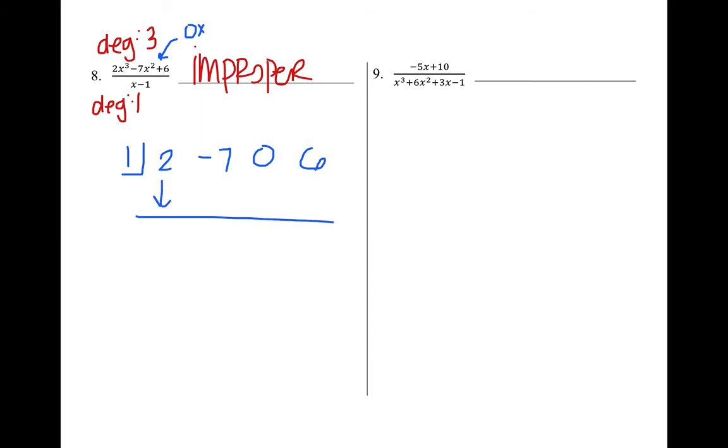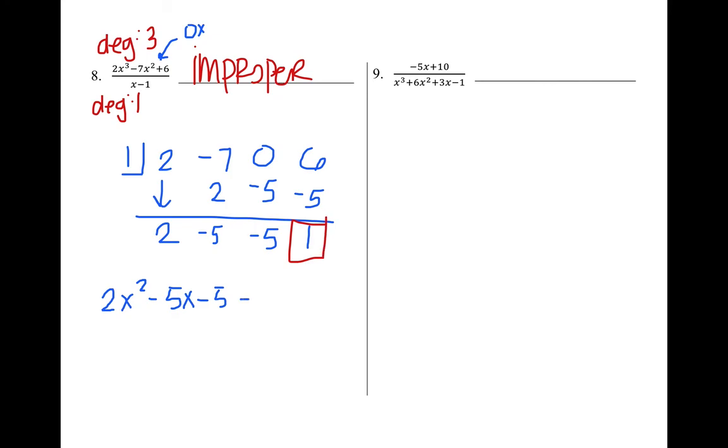Bring down the 2. 1 times 2 is 2. Negative 7 plus 2 is negative 5. 1 times negative 5 is negative 5. 0 plus negative 5 is negative 5. 1 times negative 5 is negative 5. 6 plus negative 5 is 1. So my answer, I originally had degree 3, so I'm going to have 2x squared minus 5x minus 5. And then this last number right there is your remainder, plus 1 over x minus 1.